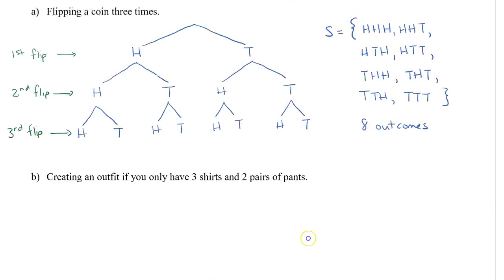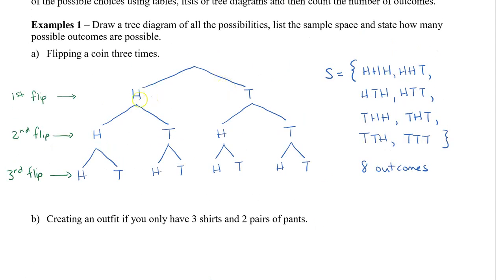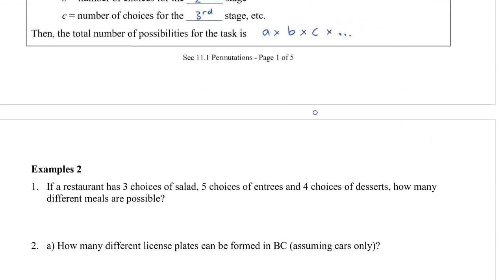So in our example above, we can see that there were 2 choices for our first flip. There were 2 choices for our second flip, either heads or tails. And there were 2 choices for our third flip, either heads or tails. So we can say that the 8 outcomes was based on the fact that it was 2 times 2 times 2, which is equal to 8. So let's take a look at some other examples.